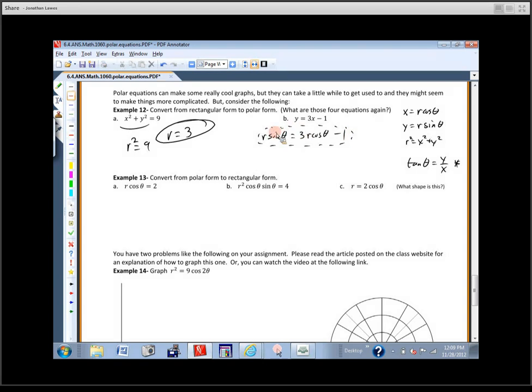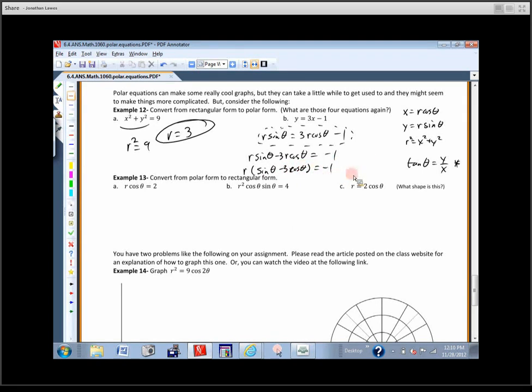We've changed from rectangular form to polar form. Usually, you should solve for r. You should get r by itself. And in order to do that, we'd have to move this to the other side. So we'd have r sine theta minus 3r cosine theta equals negative 1. How do you get the r by itself? Factor it out. So you'd have r times sine theta minus 3 cosine theta equals negative 1.